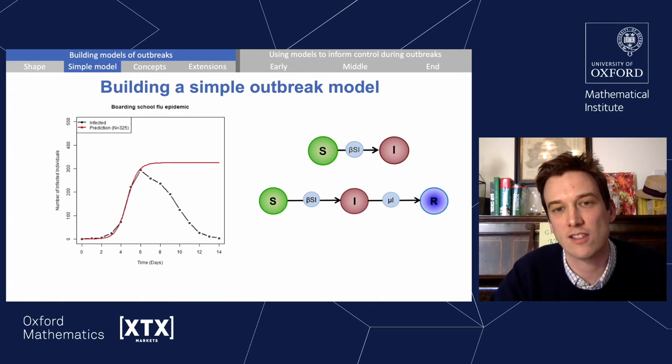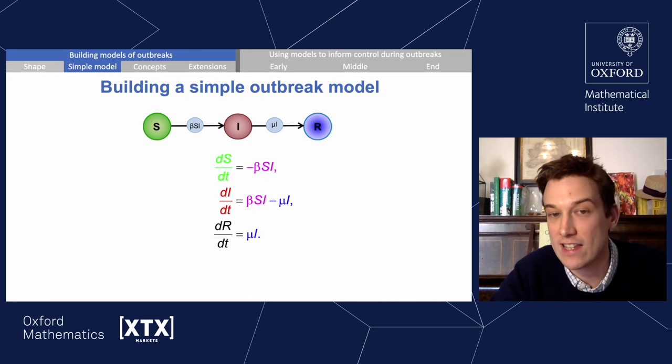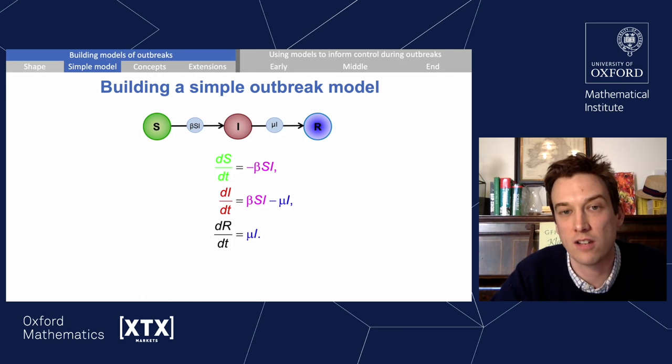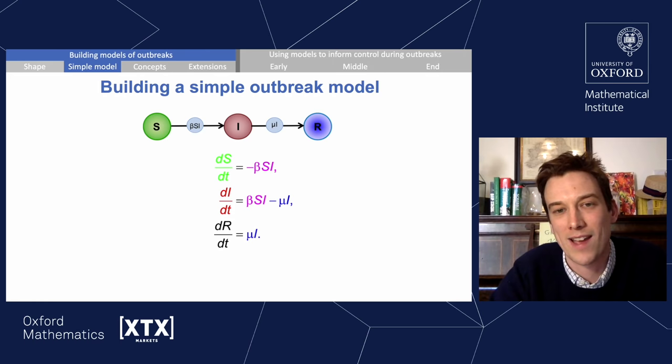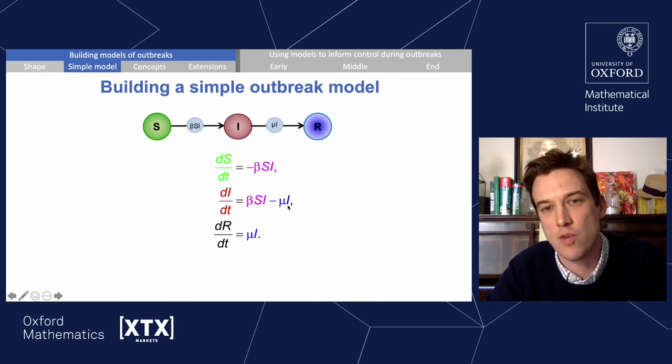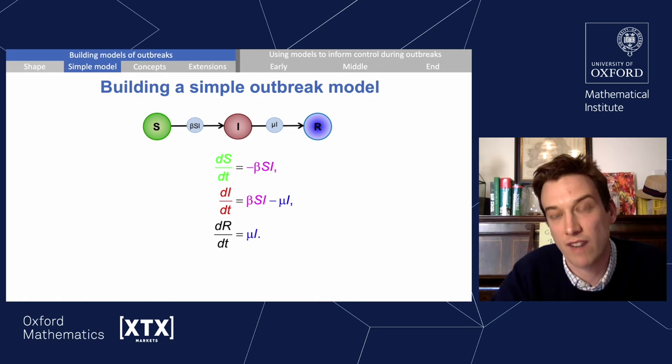Okay, so here's the model. We can again write down a set of equations describing the rate at which individuals pass from one compartment into another. This is exactly the same as the SI model, but we have one new feature: this mu I term. That mu I term is the rate at which infectious individuals recover and become immune to the disease. And that term is only proportional to the number of infected individuals there are, because if there is a large number of infected individuals, then we'd expect to see a large number of recoveries in the near future.